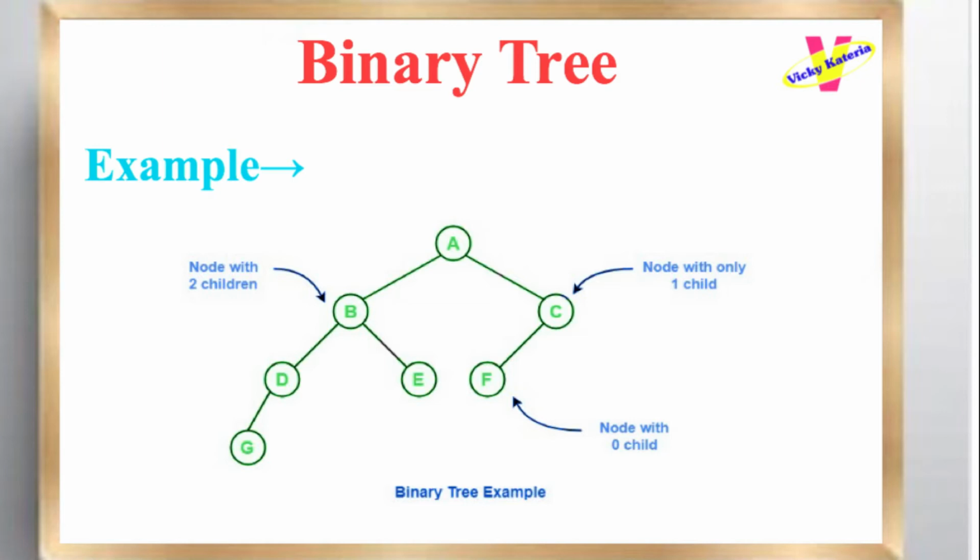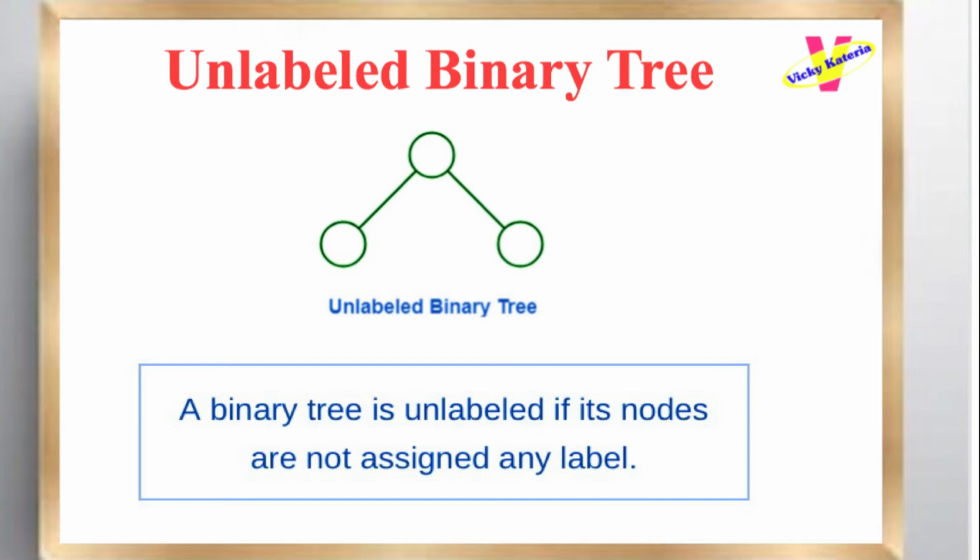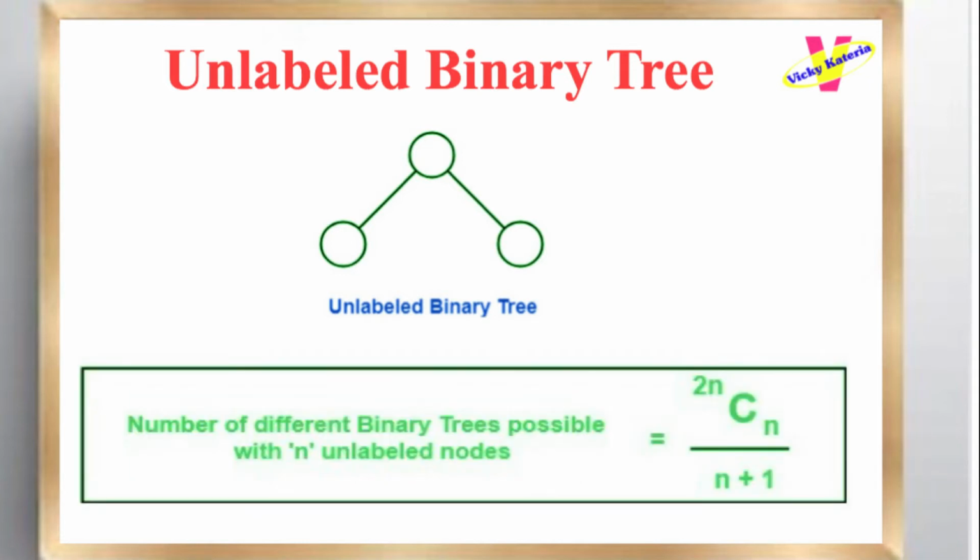Example: Unlabeled binary tree. A binary tree is unlabeled if its nodes are not assigned any label. Unlabeled binary tree: the number of different binary trees possible with n unlabeled nodes equals 2n combination n divided by n plus 1.